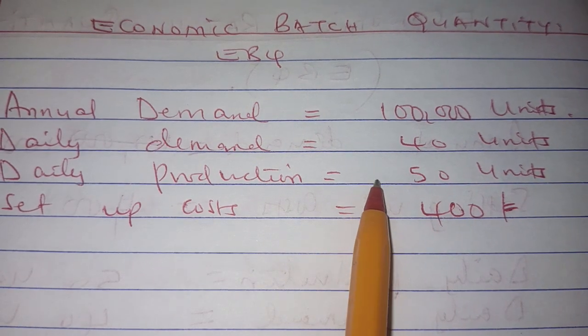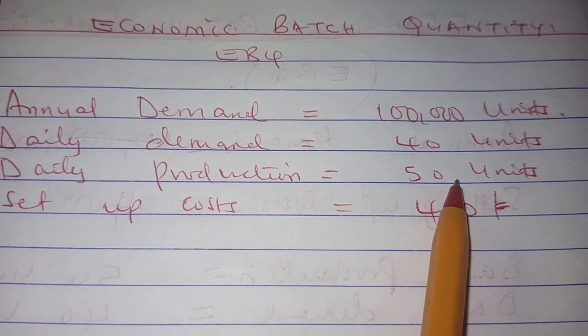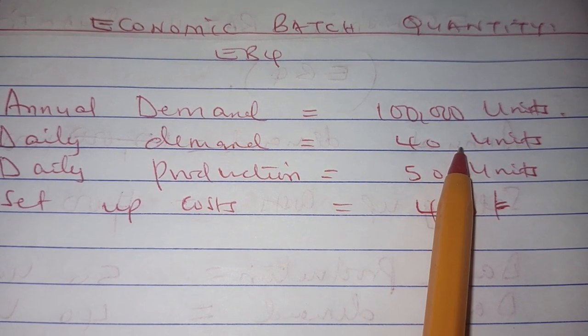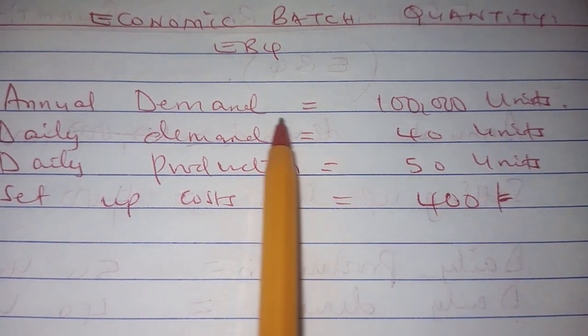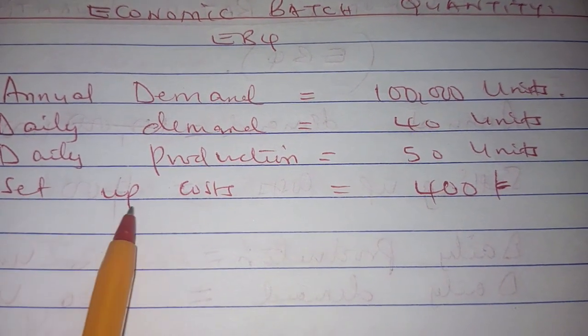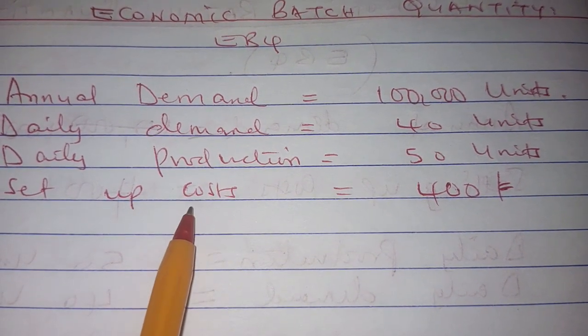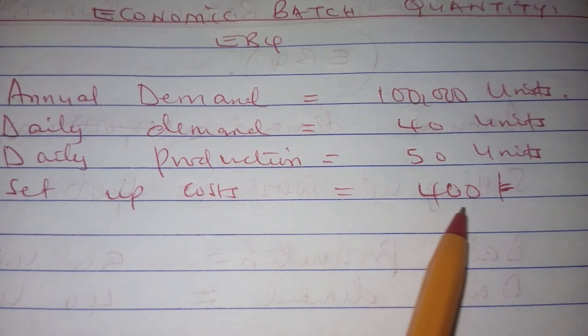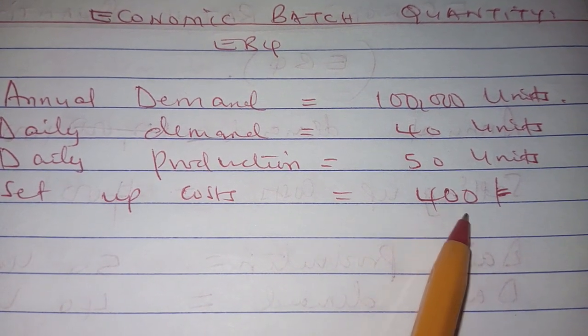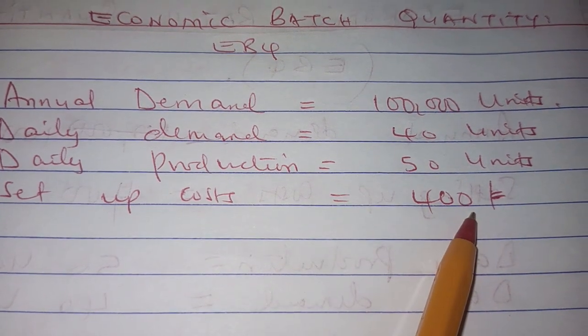We are producing 50 units, but we require 40 units every day. The annual demand is given as 100,000. And we also told the setup costs. The cost of setting up the production machine is 400 shillings. The cost of setting up the machine is 400 shillings.